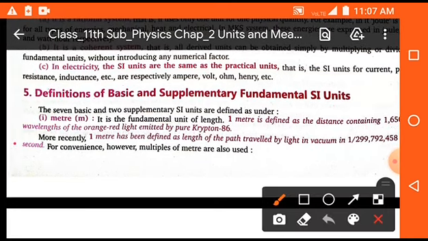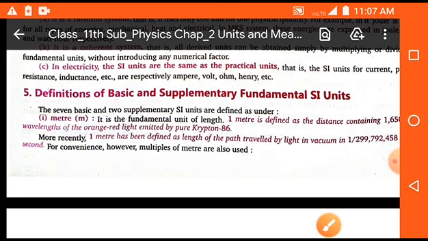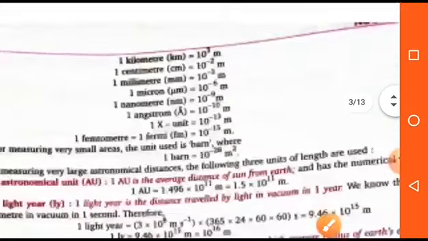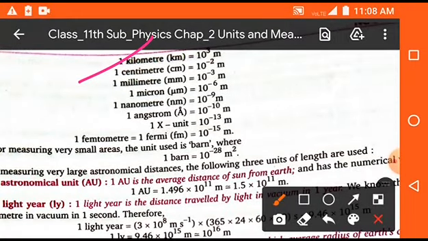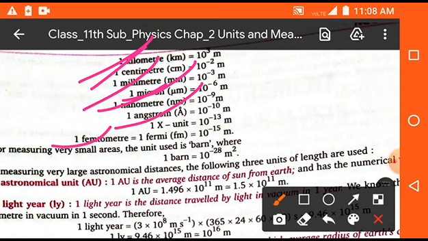Okay, students. This is the definition of meter, and it is the standard definition of 1 meter. Clear? Now, students, there are some units: kilometer, centimeter, millimeter, micron, nanometer, angstrom. These are the smaller and larger units of length. 1 femtometer is equal to 1 Fermi, and 1 Fermi is equal to 10 to the power minus 15 meter. And the smallest unit ever known is 1 barn, and its value is 10 to the power minus 28 meter square. So it is the smallest unit of length.